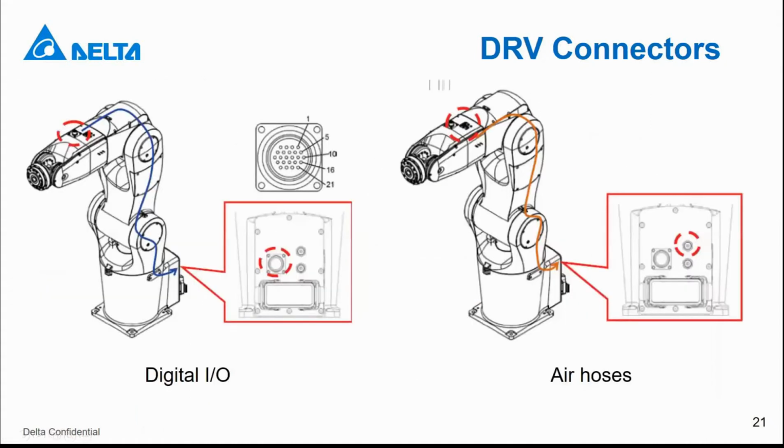And for the DRV series, it's the same. We have the digital input-output in the base, and then you can control the tool by connecting the tool's input-output signal to the second arm. And then in the base, you can wire out all these signals. And for the air hoses, it's the same. For the DRV series, we have 2 air hoses in the base. And on arm 2, there will be a few air hoses you can connect to the robot tools.